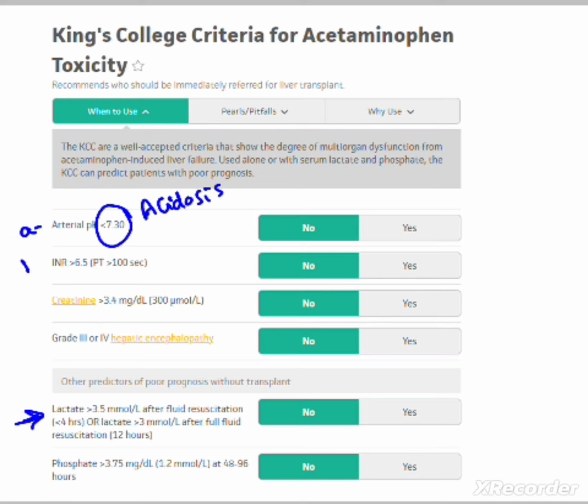And the other criterion is if INR or PT is elevated, prolonged above 6.5, because this means that the liver synthetic function is impaired. The third criterion is creatinine above 3.4. This indicates that kidney failure is impending. And the last criterion is grade 3 or 4 hepatic encephalopathy.